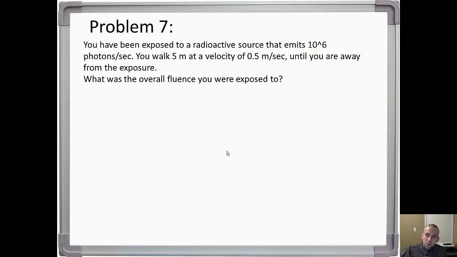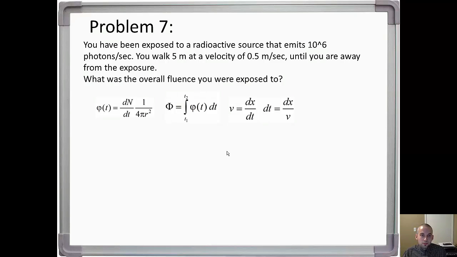You've been exposed to a radioactive source that emits 10 to the 6 photons per second. Walk 5 meters with velocity of 0.5 meters per second until you're away from the exposure. What was the overall fluence you're exposed to?